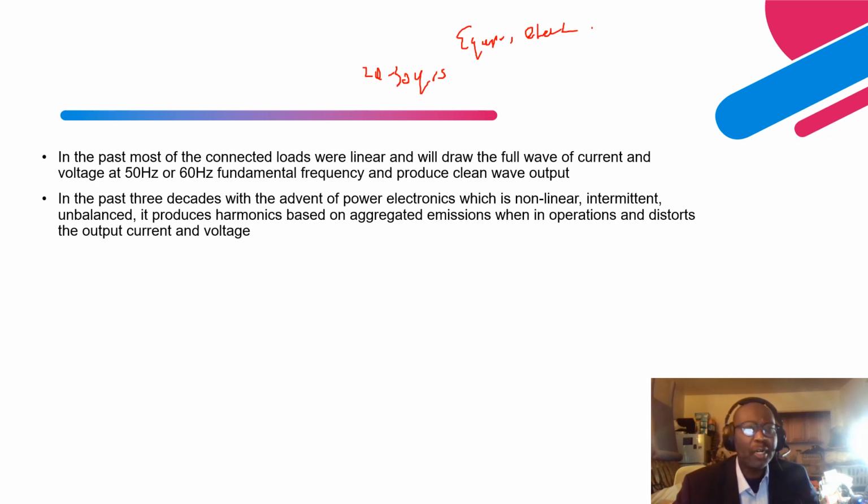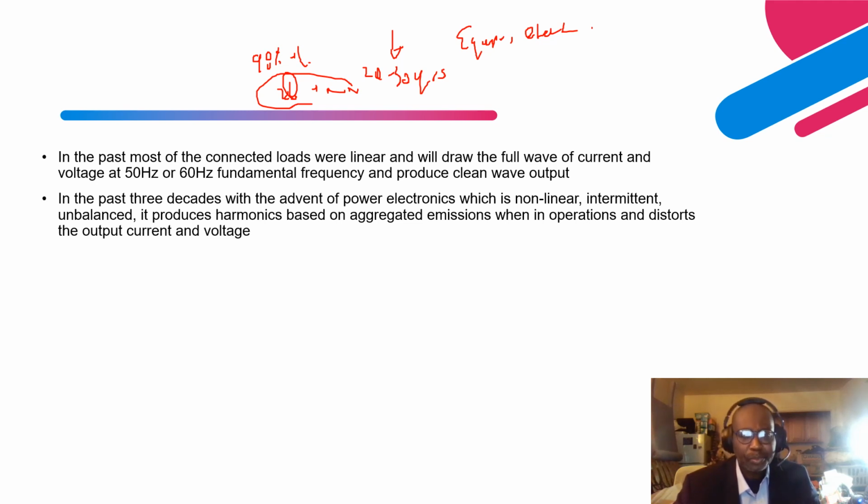Even if there were arc furnaces, there weren't that many. I would say that during that time we were close to about 98% linear load and maybe about 2% non-linear. The effect of this 2% non-linear load was not felt. Its impact on the grid and other equipment wasn't much because they weren't emitting enough aggregated harmonics.